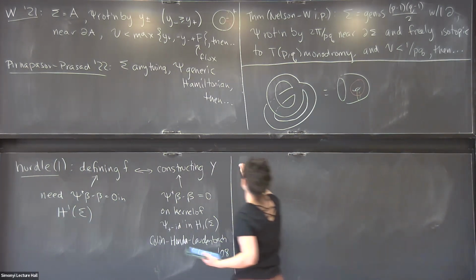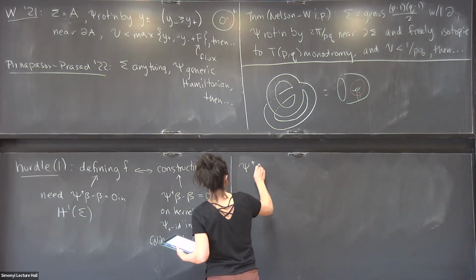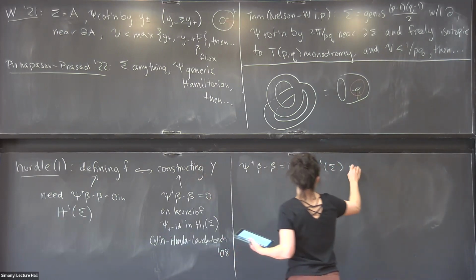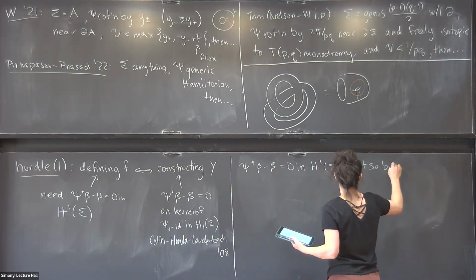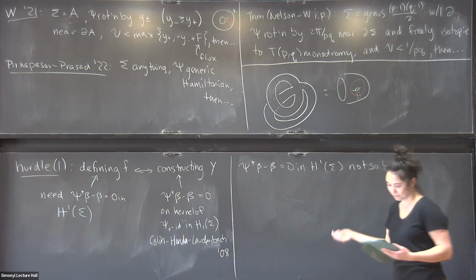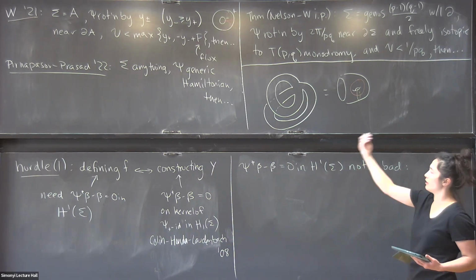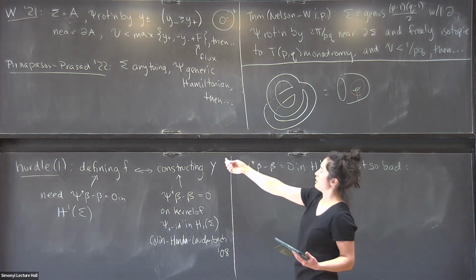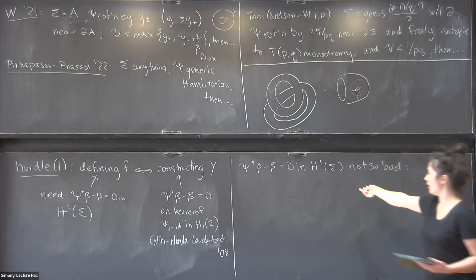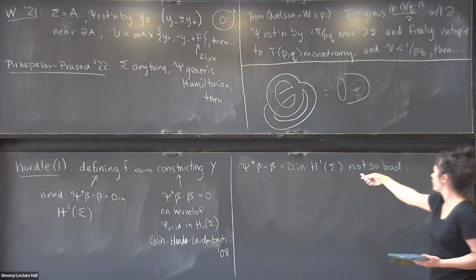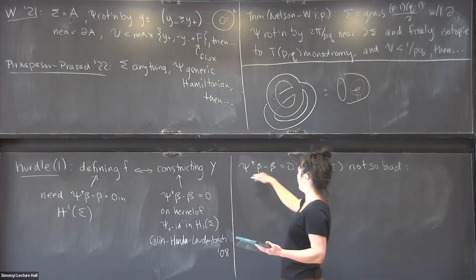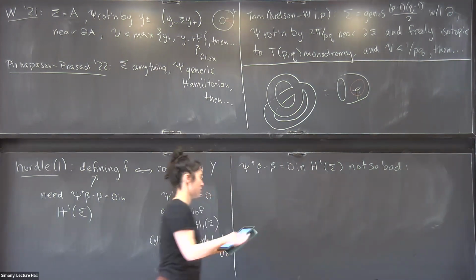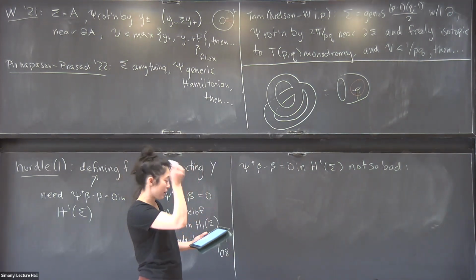So psi pullback beta minus beta equals 0 in H^1 is not so bad of a thing to ask for. Certainly, if I believe there are lots of open books, and I can construct one given any monodromy, then there have got to be a lot of such pairs, psi and beta. But I can also sort of know, given psi, if I'm going to be able to find such a beta.